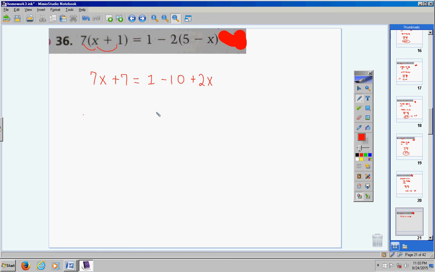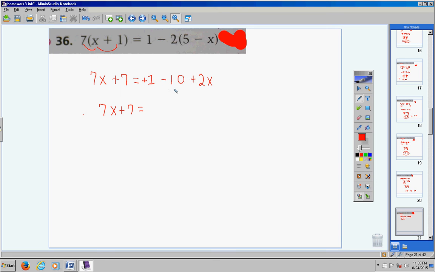Now eliminate fractions or decimals. I don't see any. Next step, simplify again. Well, I cannot simplify the left side. I have a constant term and a variable term. However, on the right side, I have a constant term and a constant term. So let's go ahead and combine those. I have a positive 1 and a negative 10.